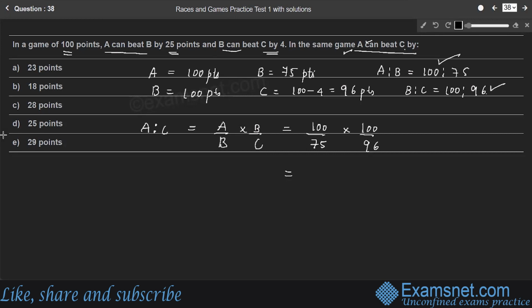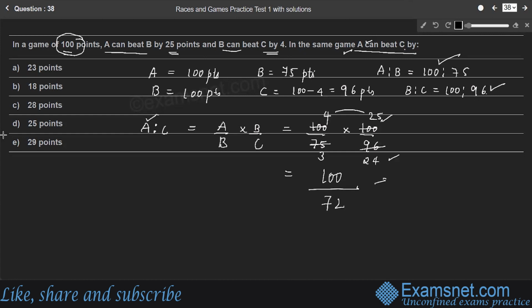Therefore, A can beat C by in a game of 100 points. So here A's point should be 100. You have to solve the right hand side part in such a way that the numerator should be 100. That means A's point should be 100. So here 25 into 3 is 75, 25 into 4. Whereas in 100 by 96, both the numbers are divisible by 4. So 4 into 24, 4 into 25 is 100. So that 25 into 4 becomes 100, divided by denominator becomes 24 into 3, which is 72.